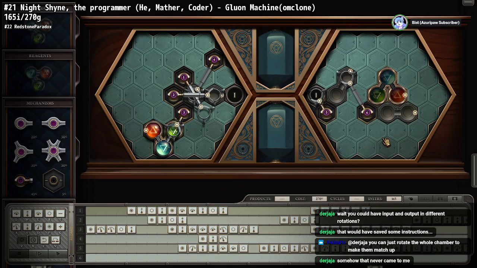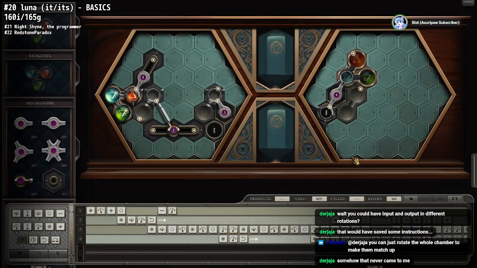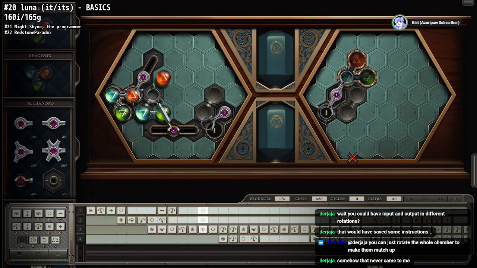Next up we have, at 160 instructions, Luna. Oh, Luna showed up. That was a close shave. Mm-hmm. Everyone's favorite deer person.